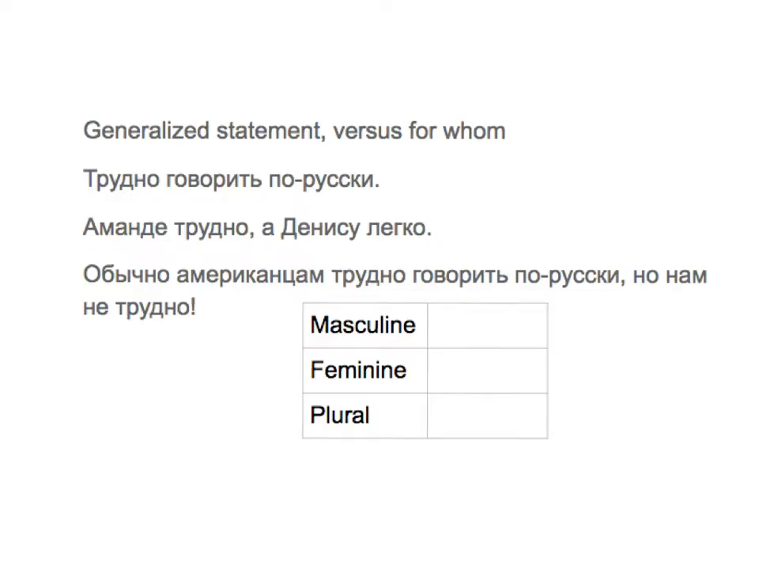We were using adverbs and infinitives before to talk about generalized statements. So, for example, трудно говорить по-русски. It's difficult to speak Russian. However, if we want to specify for whom something is difficult or easy, then we have to use the dative case. So, Аманде трудно, а Денису легко.